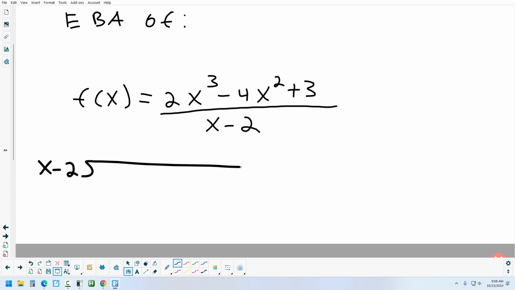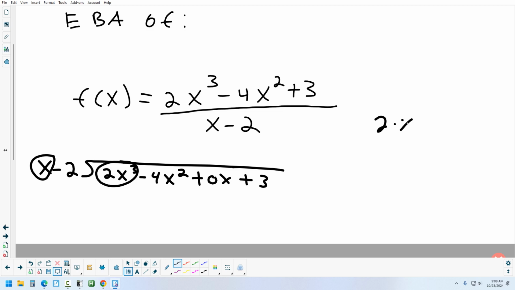Got to be a little bit careful. 2x to the third, yep, so that's good. 2x to the third minus 4x to the second plus 0x plus 3. So make sure you fill in every term from the highest exponent to the lowest. If you don't, you're not going to have space to put x's, and then things are going to get messed up. Okay, so now take 2x cubed and divide it by x.